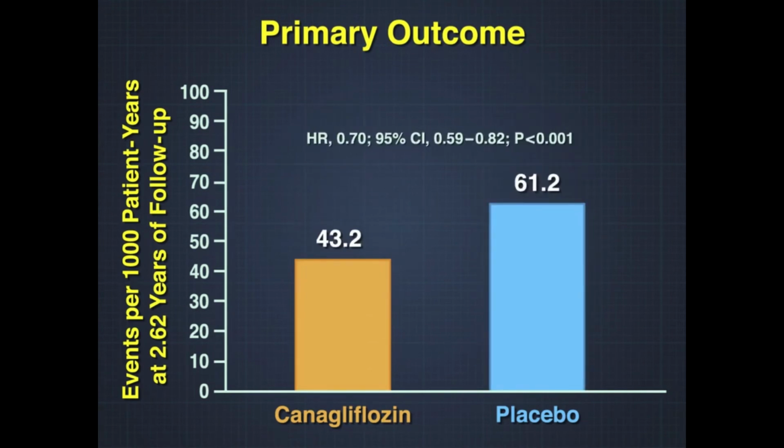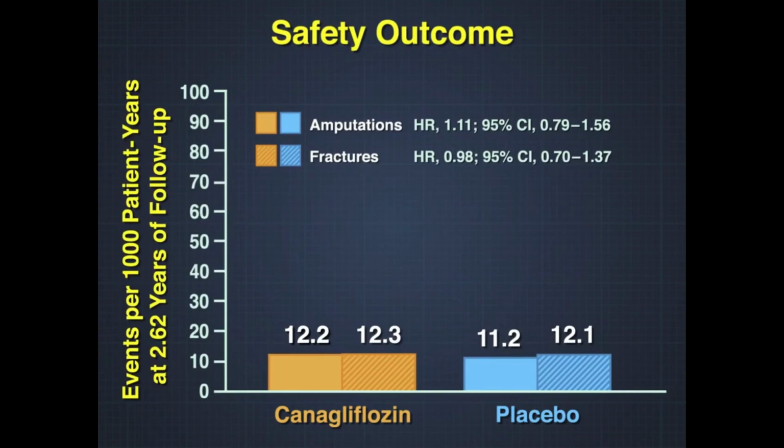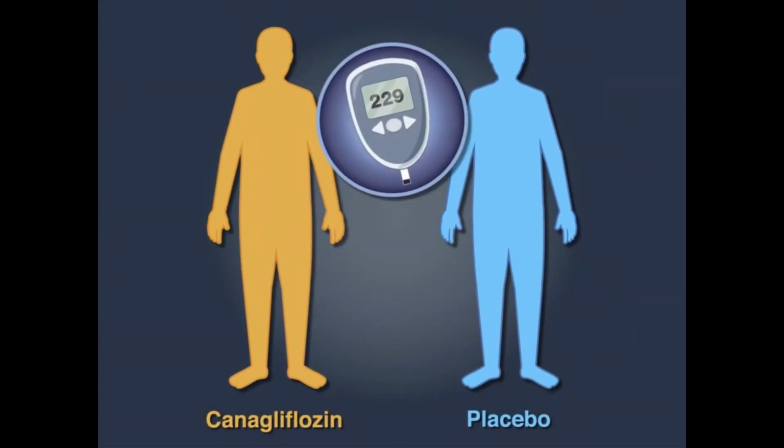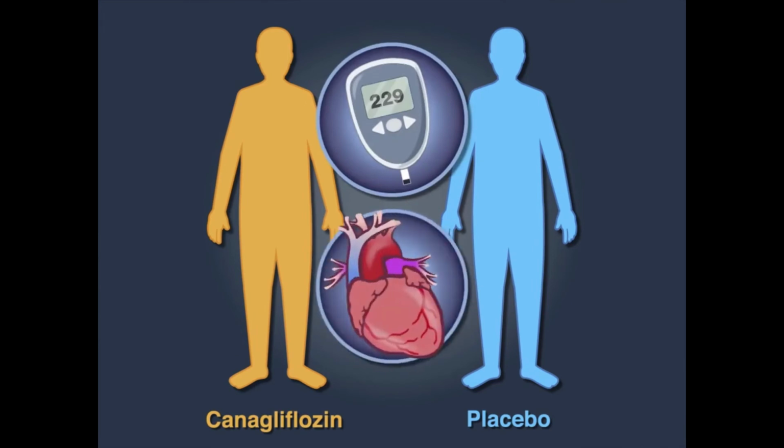The relative risk of the primary outcome was 30% lower in the canagliflozin group. There was no significant difference in the rate of lower limb amputation or fractures. The authors conclude that in patients with type 2 diabetes and kidney disease, the risk of kidney failure and cardiovascular events was lower with canagliflozin than with placebo.